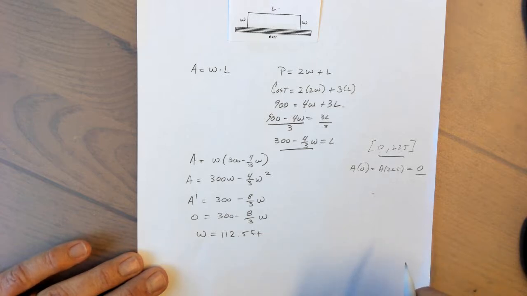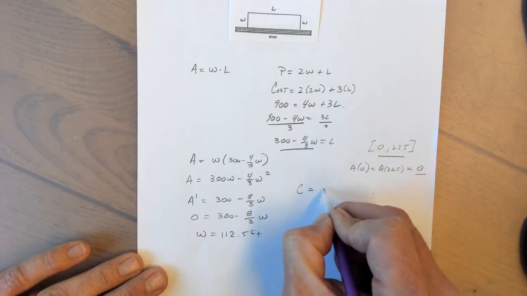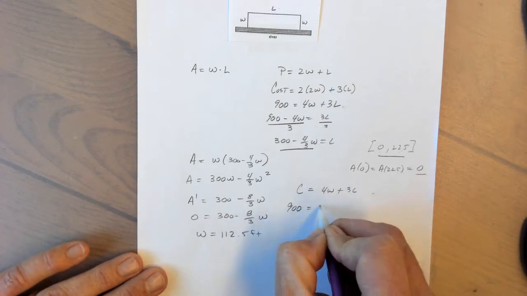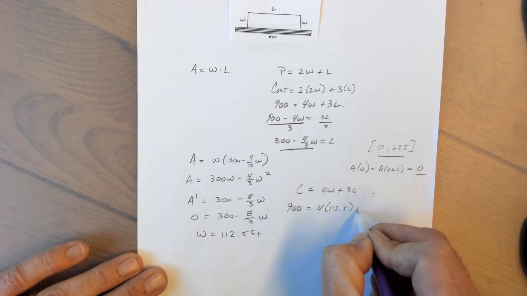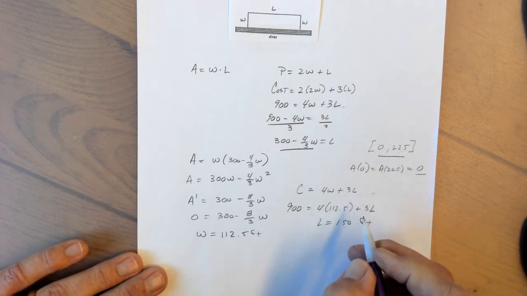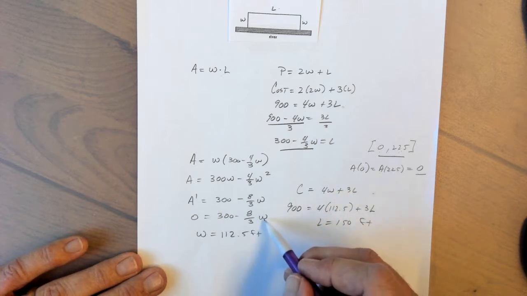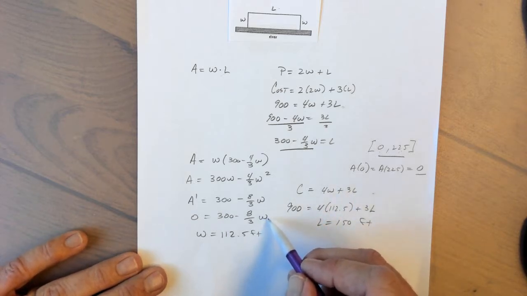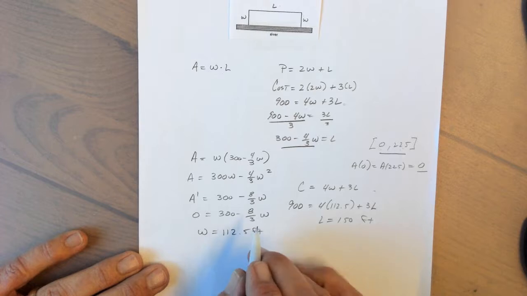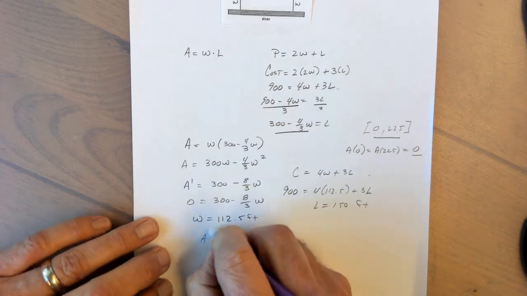And when we substitute W, or the 112.5, back into our cost equation, we can solve for the length. And so L is 150 feet. And the one thing we do want to do is make sure that we know that this is a maximum. And so we can either do a sign chart or number line for the first derivative and see that we change from positive to negative, or in most optimization problems, it's easier to do the second derivative test.